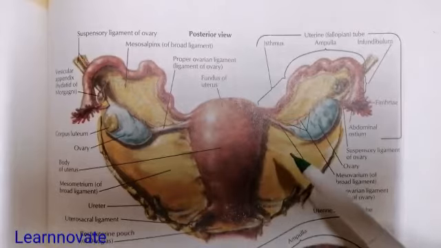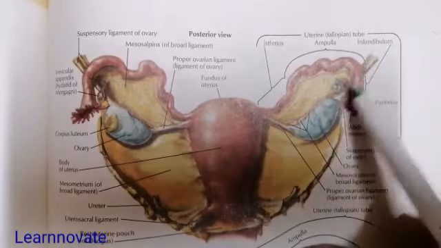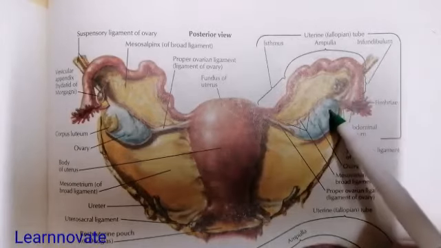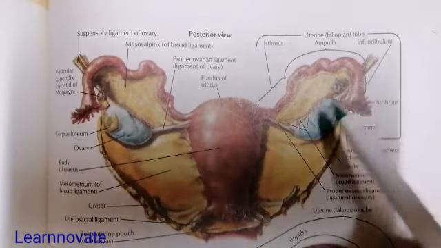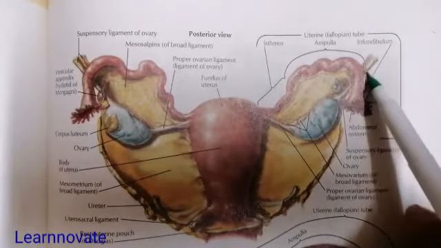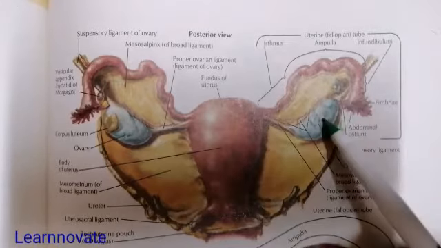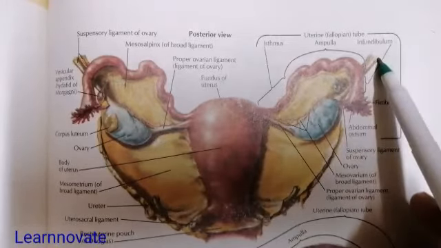Now the broad ligament extends laterally to form the suspensory ligament, through which the blood vessels, nerves and artery towards the ovary come and go. So this area for the passage of blood vessels towards the ovary is called the suspensory ligament, which attaches the ovary to the lateral pelvic wall.